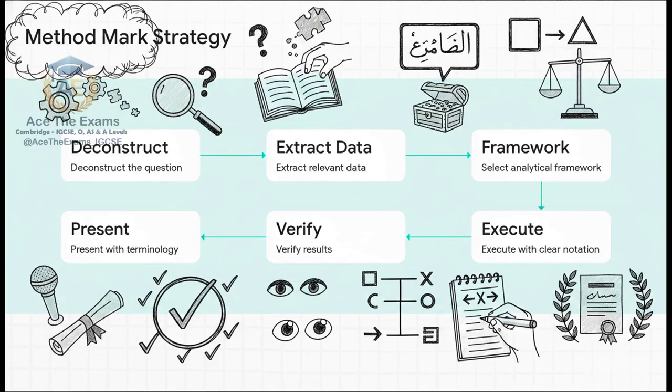Step 3. Select your framework. Decide exactly how you are structuring this. Are you comparing 2 ideas? Contrasting them? Step 4. Execute notation. This is where you write out your logic clearly. Connect the quote to the framework so the examiner can clearly follow your mental footsteps.